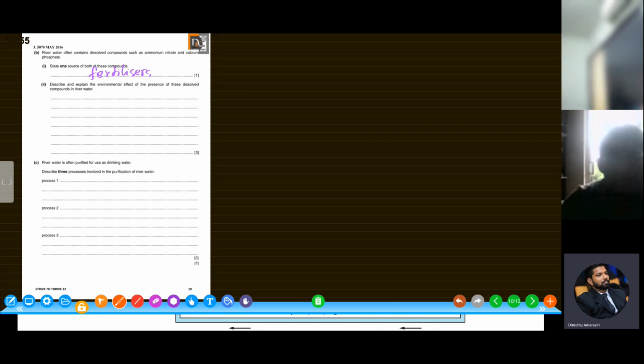Describe and explain the environmental effect of the presence of these dissolved compounds in a river. Okay, 2016. Eutrophication. Highly unlikely you get another effect, because it's not mentioned, but you know, right? What's the first thing? Algal bloom occurs. Then the light doesn't penetrate the water. Submerged plants die. Bacteria work on it. Oxygen concentration decreases. Other animals die. That's the eutrophication.